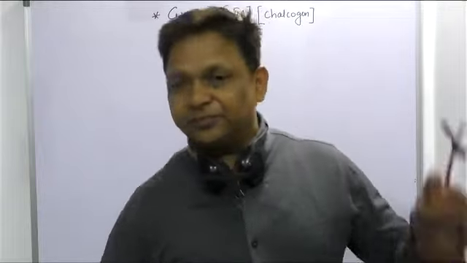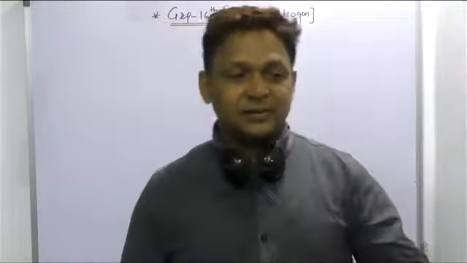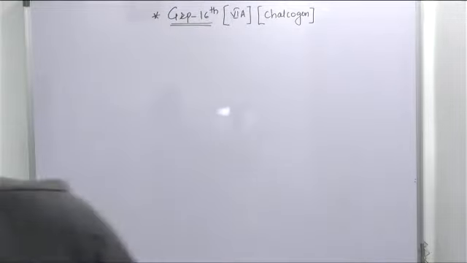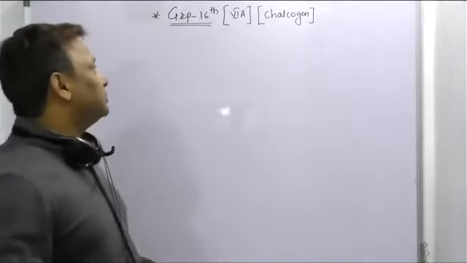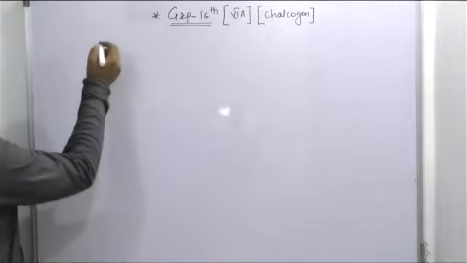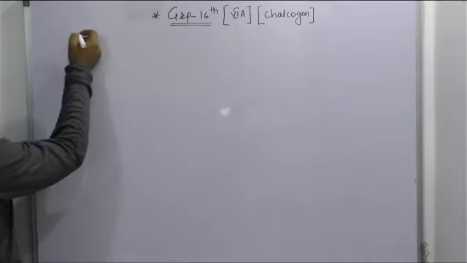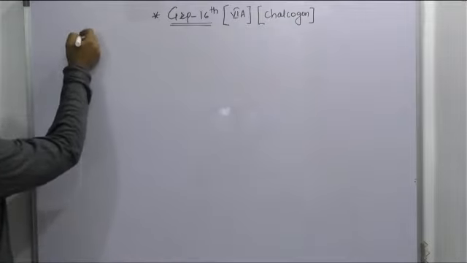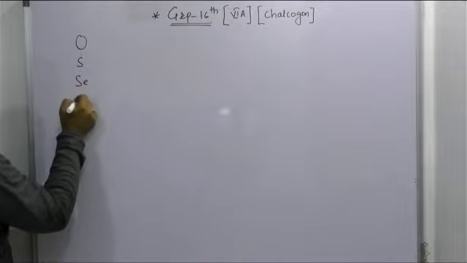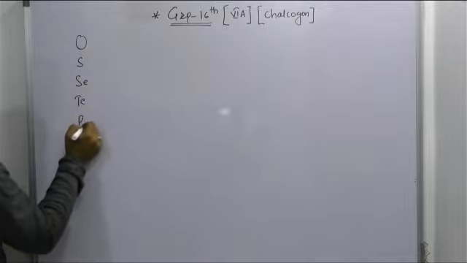In the previous class we completed up to the 15th group elements, and now we are going to start the 16th group elements. That one is the chalcogens, right? Group 16 is called the chalcogens. In this class it is only the introduction part. First I will say what elements are included: oxygen, sulfur, selenium, tellurium and polonium.